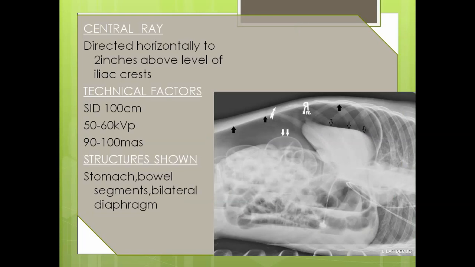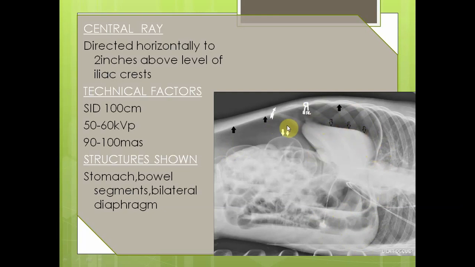So what structures are you going to see? Stomach, bowel segments, bilateral diaphragms and so on. Here you can see in the image, usually the stomach comes here. If there is gas, we don't know whether it is in the stomach or in the bowel. So if you take a right lateral, the stomach will come here, so you can see whatever leakage gases are there. See here, this is the leakage gas, this is the liver.